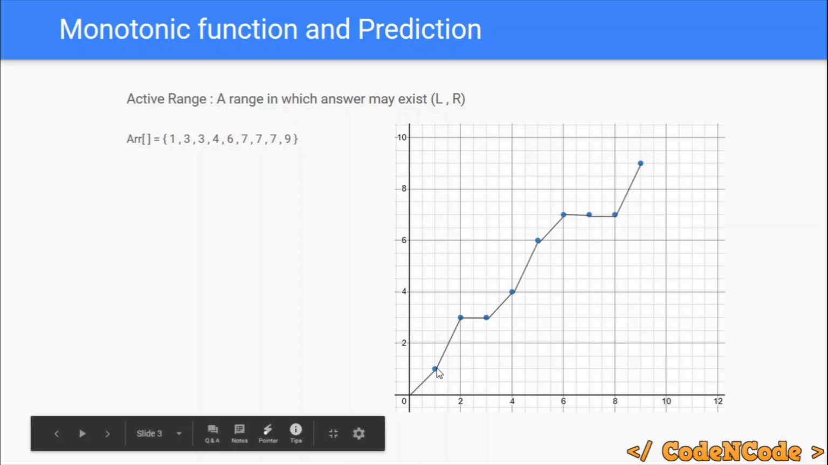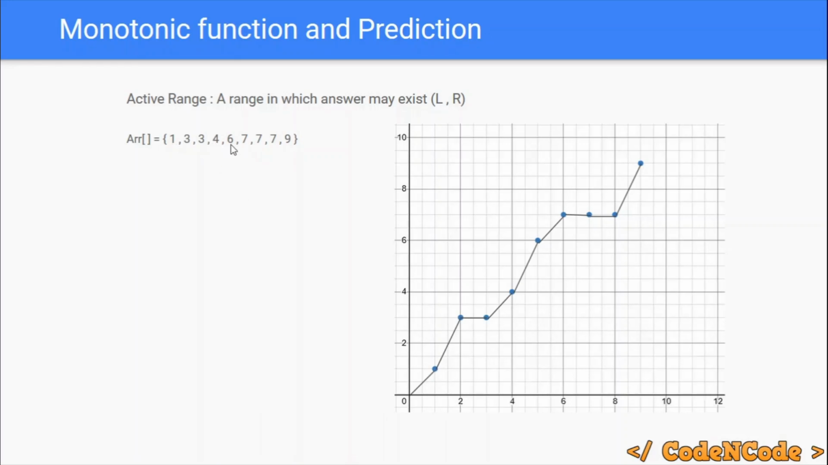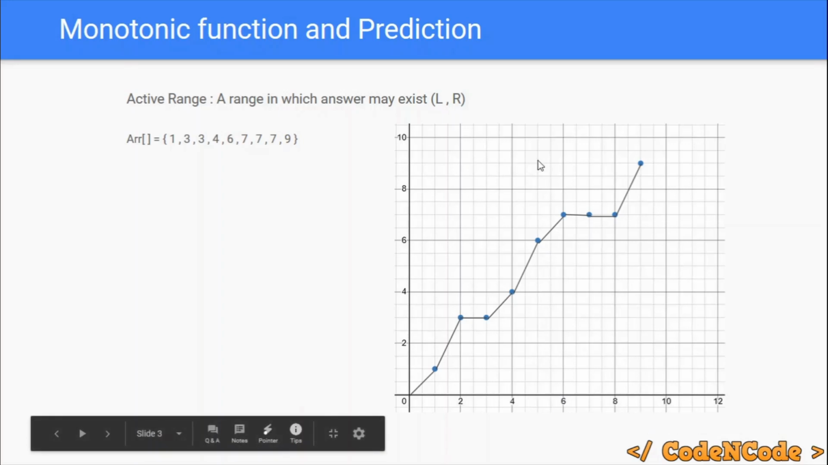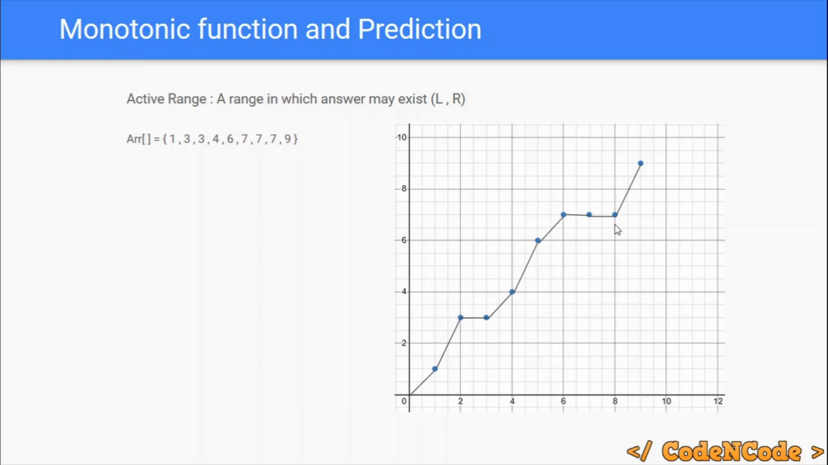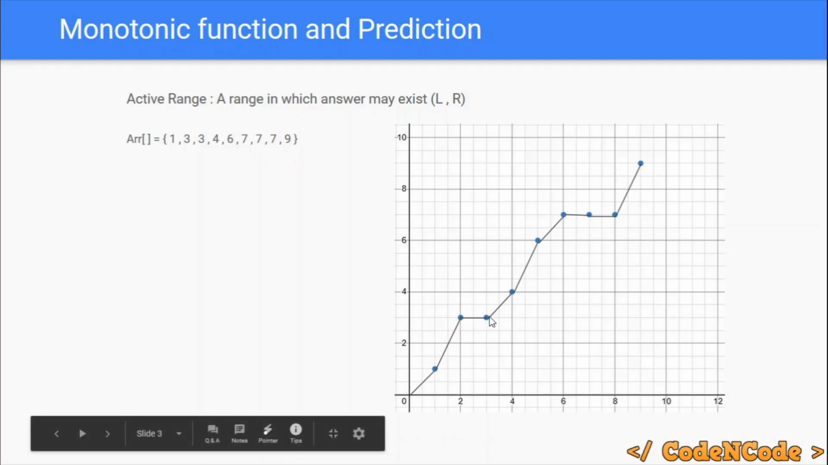So at index 1 we are having value 1, as you can see. At index 4 we are having value 4, at index 5 we are having 6, and so on. The graph you'll see forms a non-decreasing graph, and this graph is monotonic. What monotonic means is that the graph will not change its behavior. That is, the function was non-decreasing and it will be non-decreasing throughout its domain.